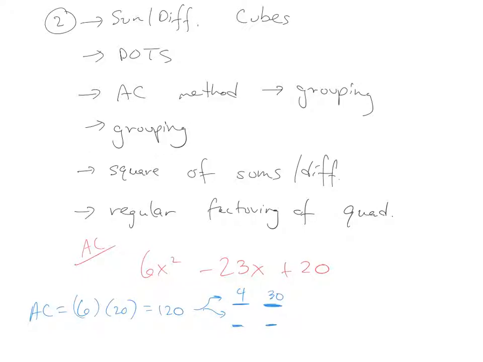What else, Tristan? 12 and 10. What else? So far, any of these work? What else? 6 and 20? 2 and 60, yeah. Go ahead, 60 and 2. George? 5 and 24. 5 and 24.